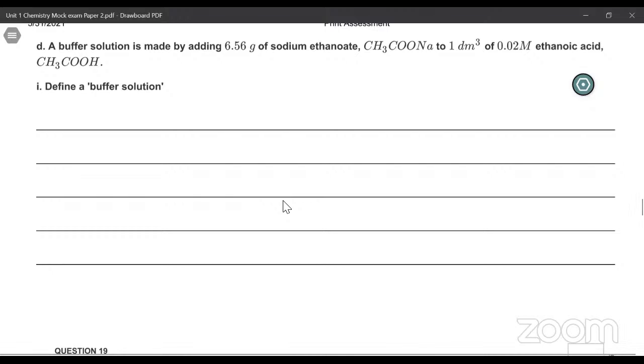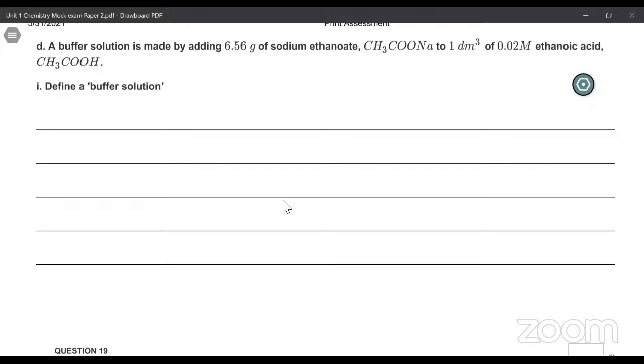Now, this is a question about buffers. A buffer solution is made by adding 6.56 grams of sodium ethanoate, CH3COONa. That's the sodium ethanoate molecule, sorry. And it's added to 1 dm cube of 0.02 mole per dm cube, that big M stands for molar, of ethanoic acid, which is CH3COOH.